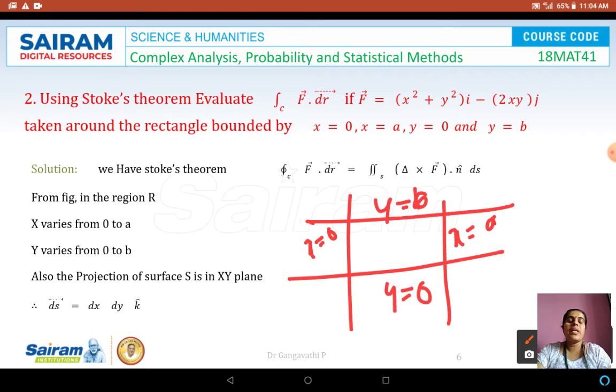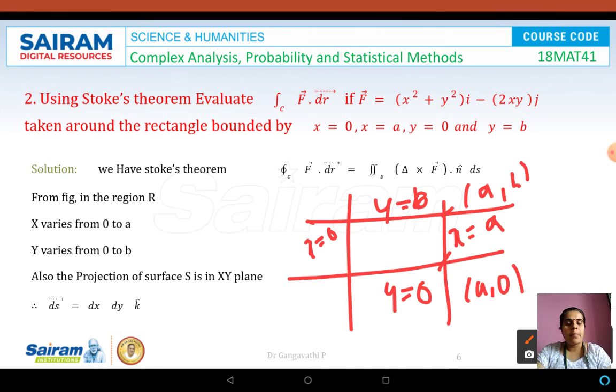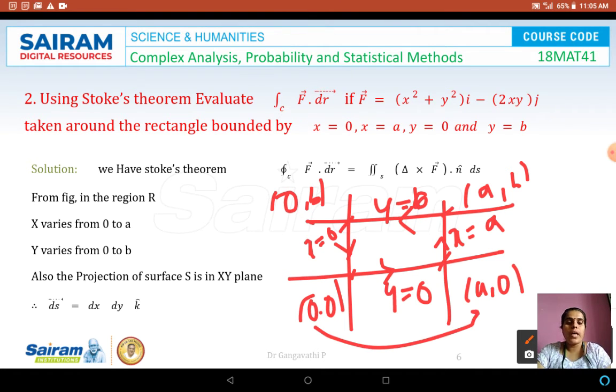So y is equal to b is a line parallel to the x-axis and x is equal to a is a line parallel to the y-axis. This point will have the coordinates a comma 0, this point will have the coordinates a comma b, this will have the coordinates 0 comma b, and this will have the coordinates 0 comma 0. So we can make this a closed curve by marking the directions appropriately. Now when we look at the graph, it is very clear that the limit for x varies from 0 to a and the limits for y are from 0 to b.